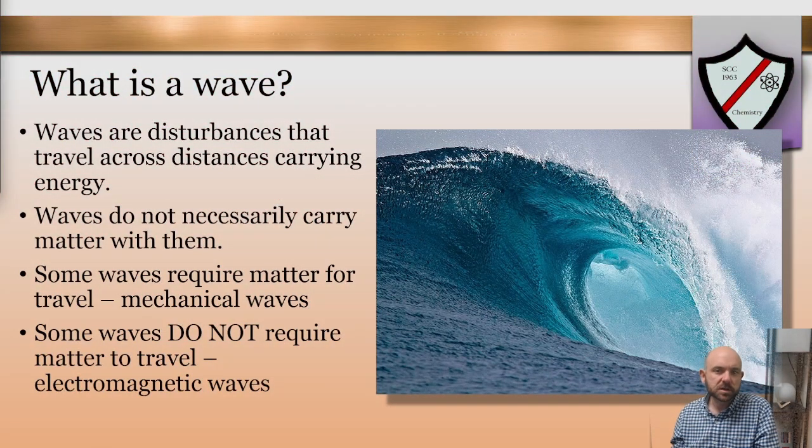So we have a definition of waves here on this slide. And we've also got a pretty awesome picture of a cool ocean wave, something that some of us have experience with. And it will help us define what exactly a wave is. So waves of all types are these disturbances that travel across distances carrying energy. So the energy from a wave may come from, for example, in the picture here, the tidal forces, the forces of gravity of the moon pulling on the water. And that gives some energy to the water.